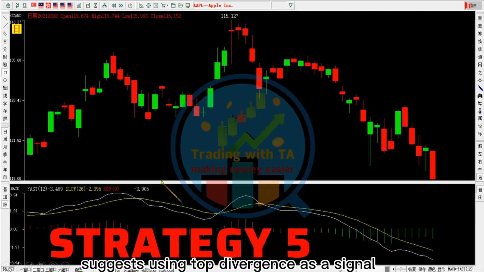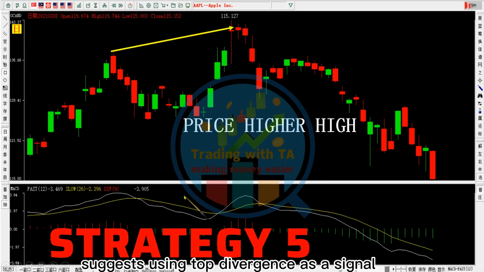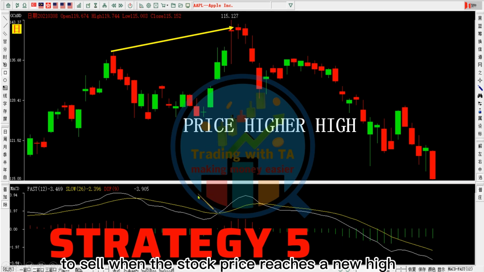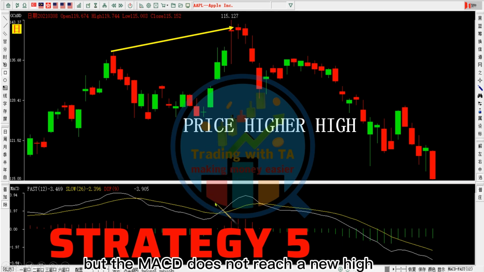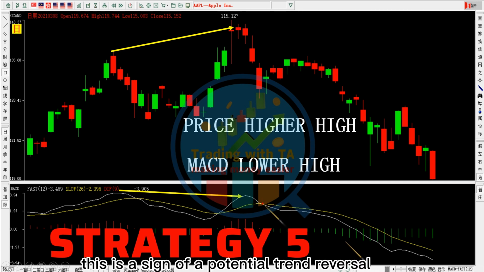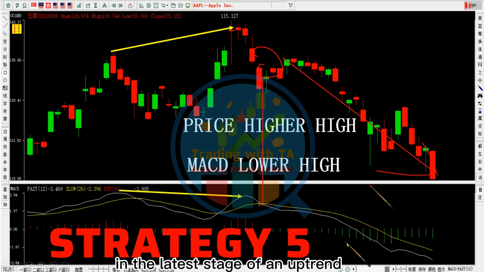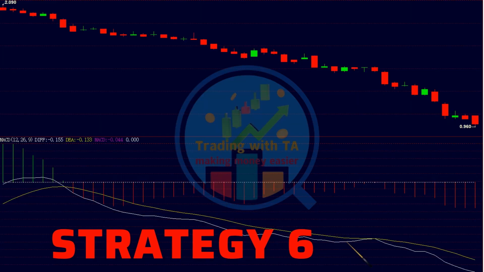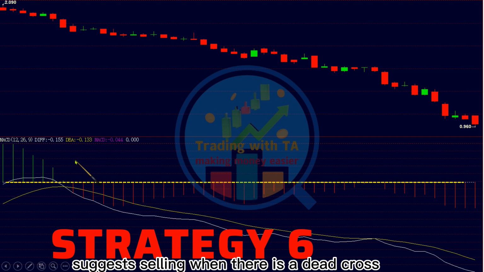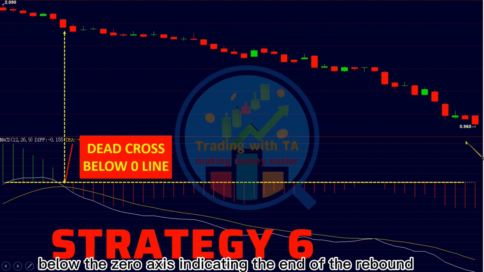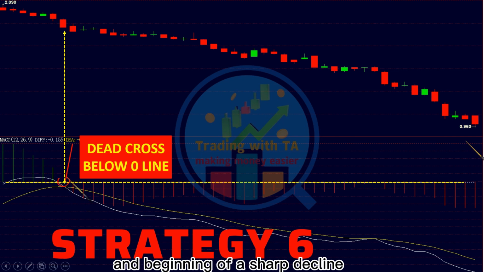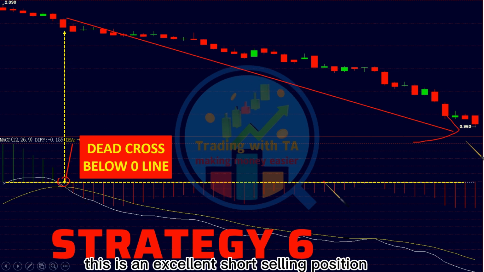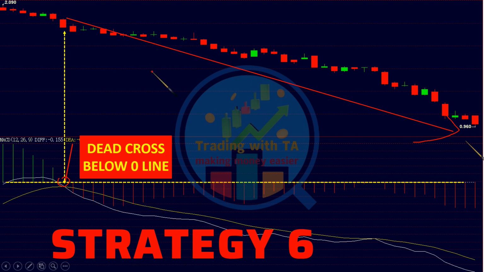Strategy 5 suggests using top divergence as a signal to sell when the stock price reaches a new high, but the MACD does not reach a new high. This is a sign of a potential trend reversal in the later stages of an uptrend, and investors can consider reducing their positions. The sixth strategy suggests selling when there is a dead cross below the zero axis, indicating the end of the rebound and the beginning of a sharp decline. This is an excellent short selling position in a weak market.